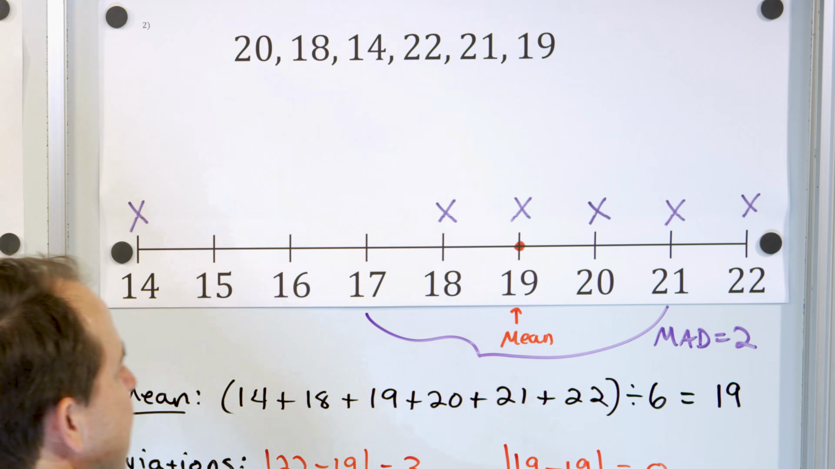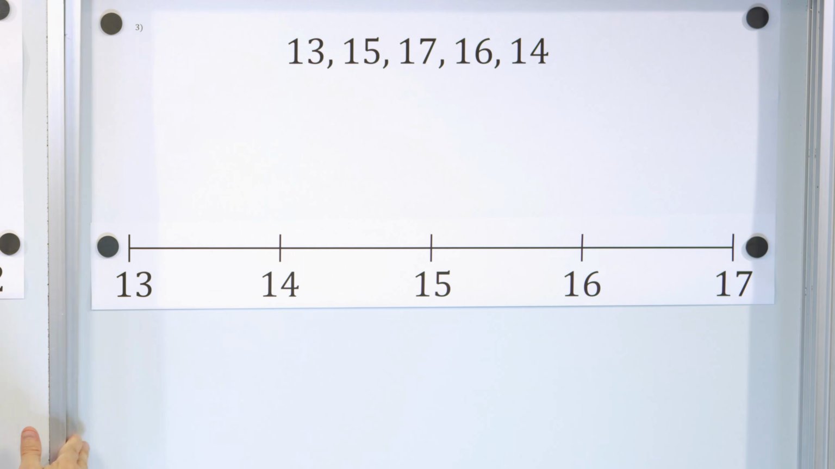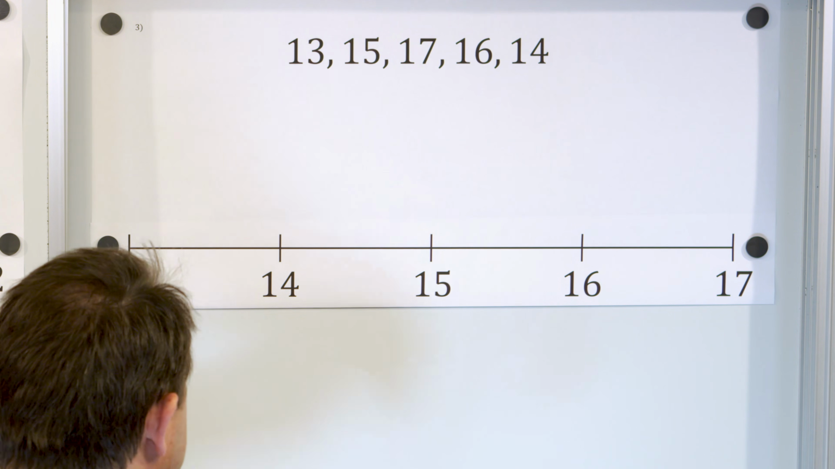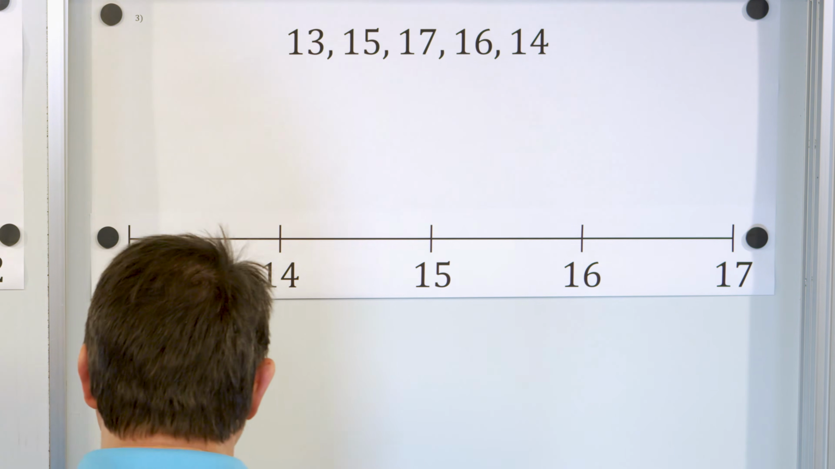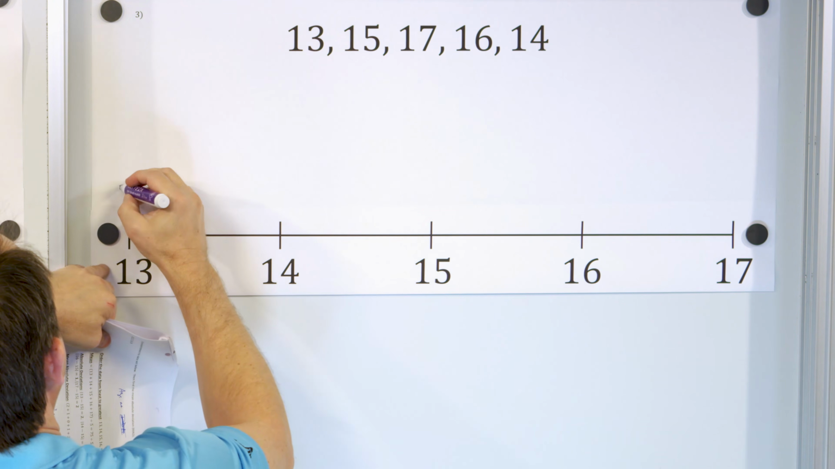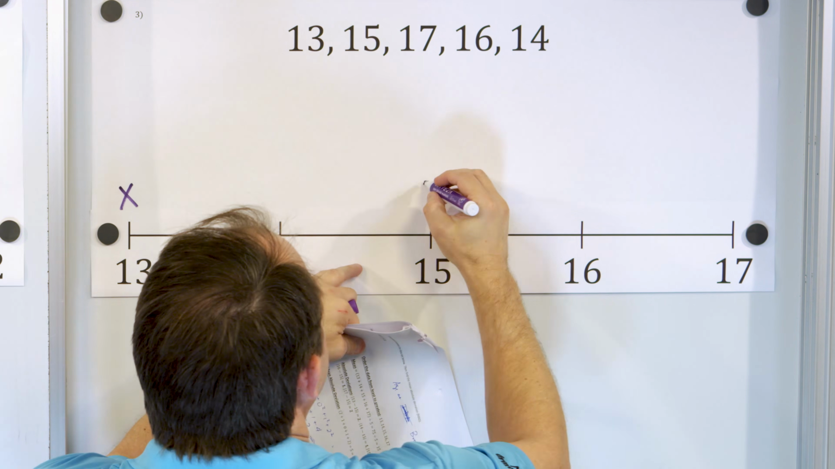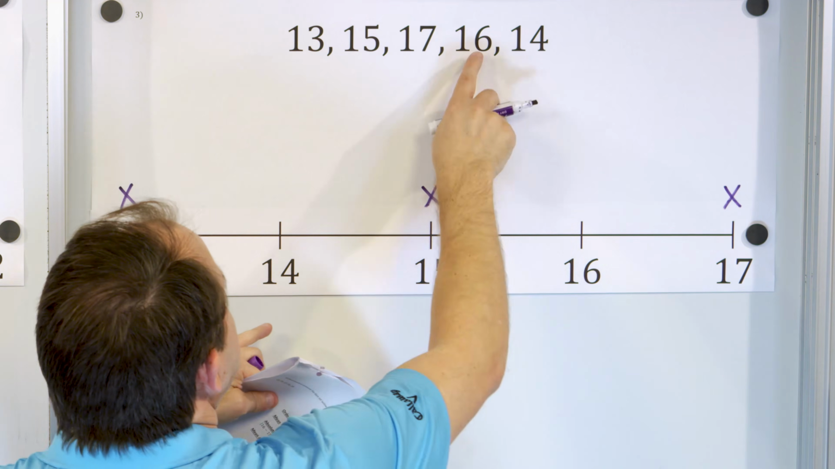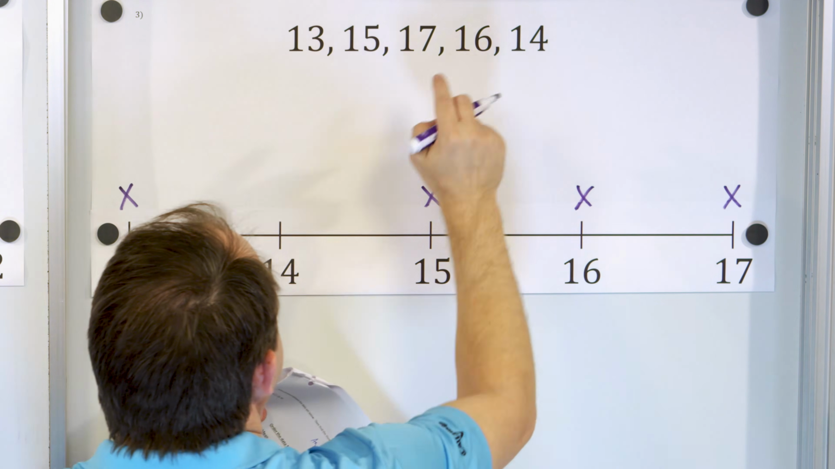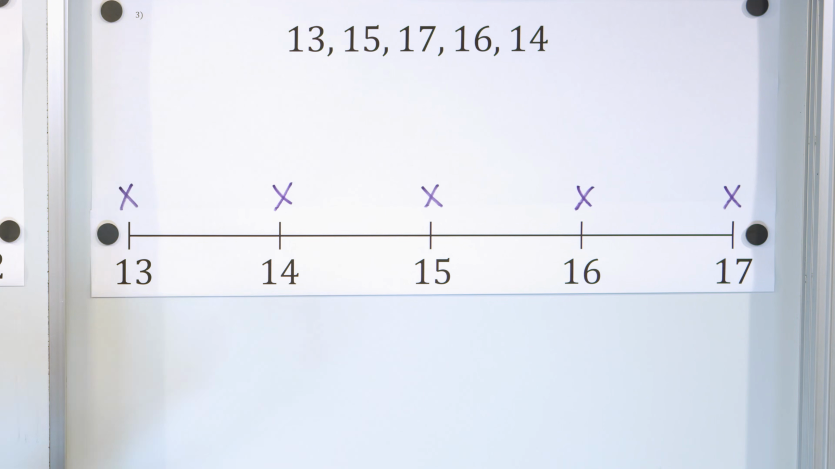All right, let's take a look at problem number 3. Here we have, let's say, the age of children when they first get braces. So let's take a look at the data. First child gets their braces at 13 years old. Another child gets their braces at 15 years old. Another at 17. Another at 16. Another at 14. So it looks like we're all over the place right here, okay?